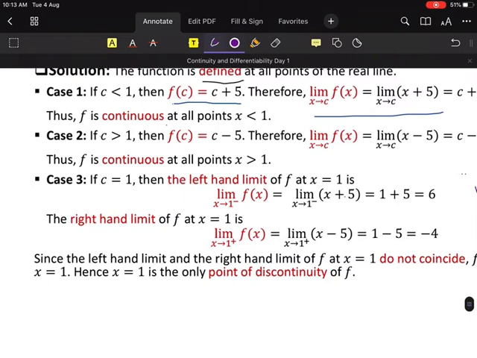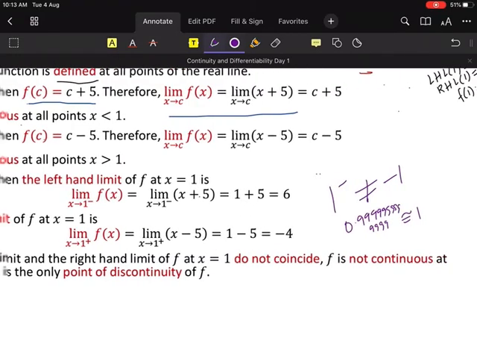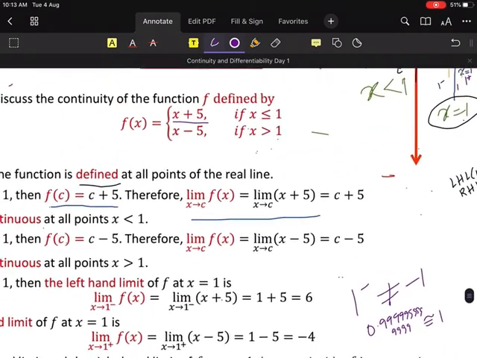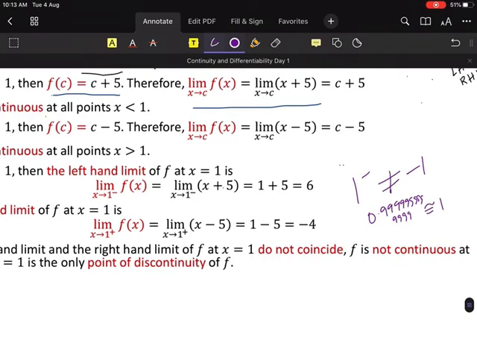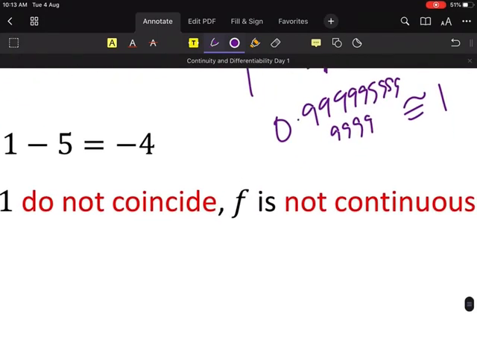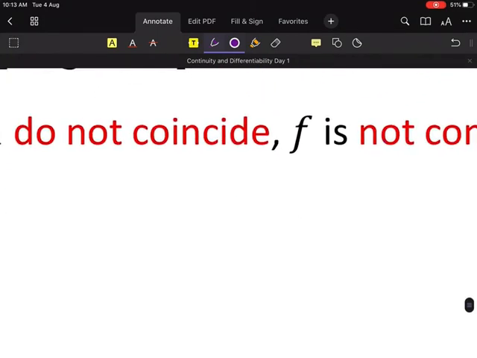You have found out the left hand and right hand limit in your class 11. Now what will be the right hand limit? The right hand limit of the function f at x equal to 1 is how much? Limit x tends to 1 plus. And 1 plus means more than 1. And more than 1 means x minus 5. So in place of f(x), I'm going to write x minus 5. So x becomes 1, 1 minus 5.